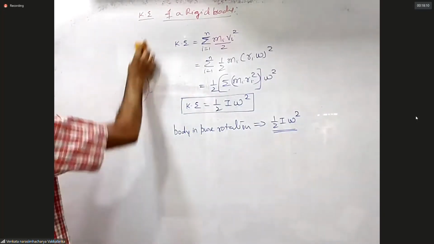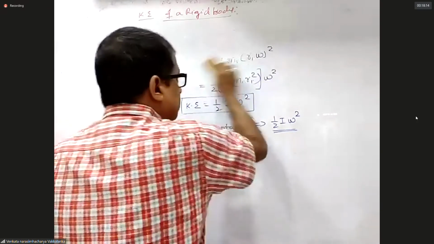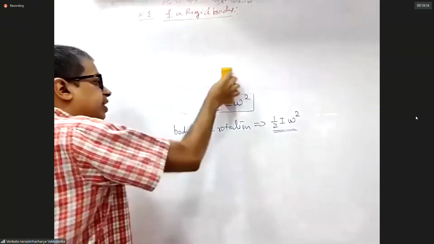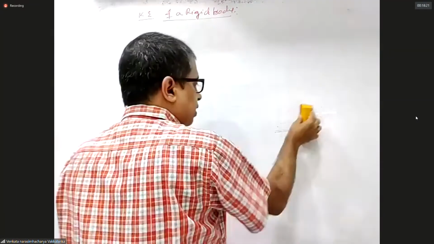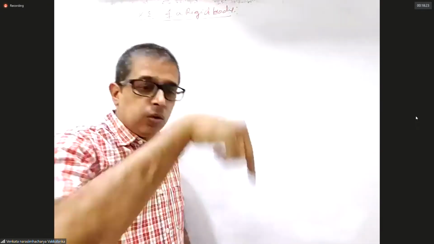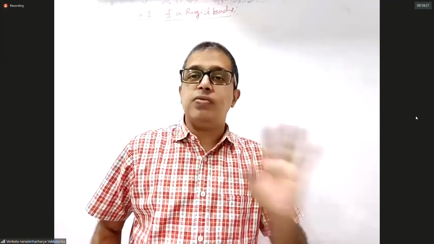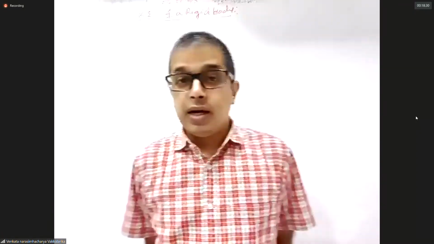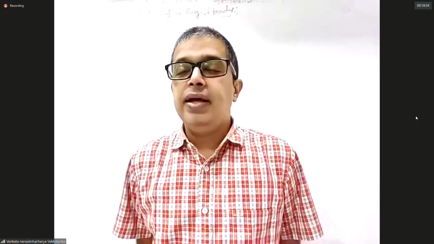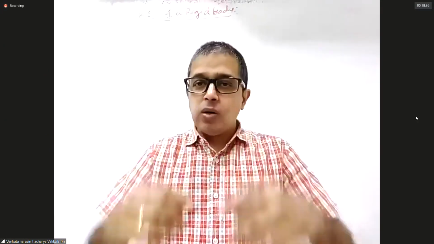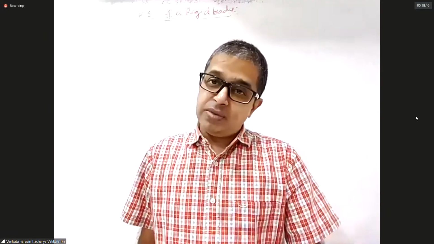Now, suppose the body is a combination of translation and rotational motion. The expression for kinetic energy is like this. Kinetic energy of the body about its center of mass plus kinetic energy of the center of mass with respect to ground. I repeat this, listen to this carefully. We will use this extensively.